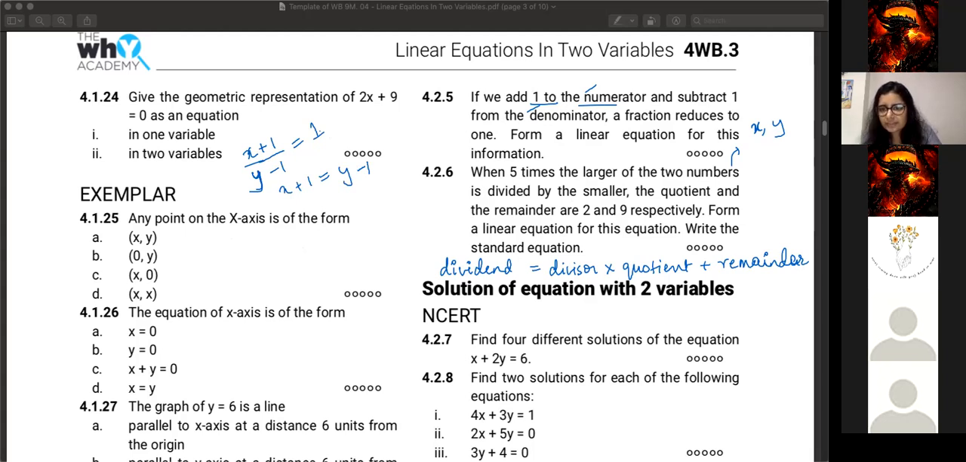Ma'am, Suhani is correct. 1 minute. Swayam is also correct. Aryan, one of your numbers. Wait, Swayam and Aryan did the same mistake. Just that. No, check. Is the bigger number, smaller number the same number or are they different numbers? In the 6th question, you have 5 times the larger of the two numbers is divided by the smaller, right? So एक बड़ा number है, एक छोटा number है. So are you taking the same numbers or are you taking two different numbers?